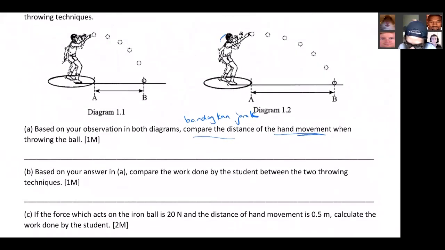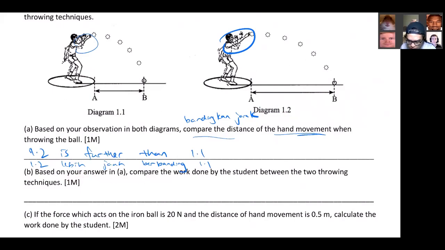So who is moving the hand more? Can you see student B? He extends fully his hand. But for student A, he's only moving like halfway. Can you see this one is straighter. This one not so straight. So you can compare them. So you can say 1.2 is further than 1.1. 1.2 lebih jauh berbanding 1.1.